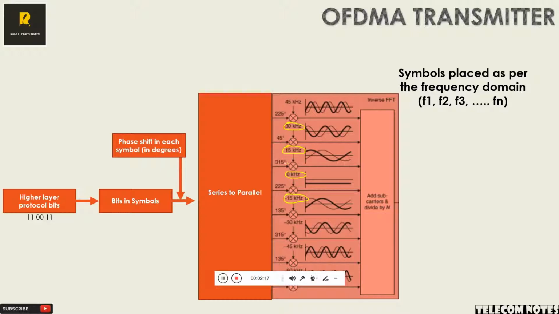And these are the phases: 315 degree, 45 degree, 225 degree. These are the phase shifts through which they are orthogonal to each other, and these are the waves. Starting from 0, it's 15 kilohertz, then 15 to 30, so this one is 30 kilohertz, and this one is 45 kilohertz. That is the positive side, and at the bottom you will find the negative side also: minus 15, minus 30, minus 45, and so on.